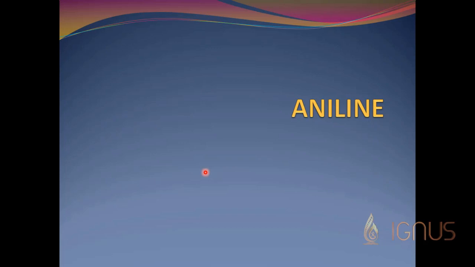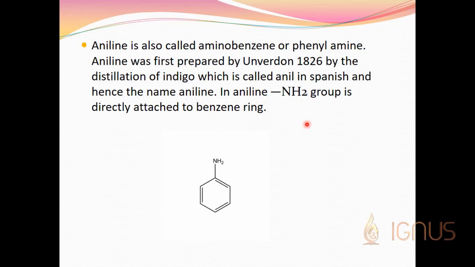Now let us discuss aniline. Aniline is also called aminobenzene or phenylamine. Aniline was first prepared by Unverdorben in 1826 by the distillation of indigo, which is called anil in Spanish, and hence the name aniline.